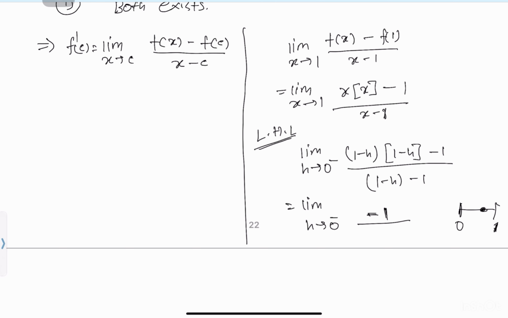1 minus something positive is on the left side of 1. So what is the greatest integer value for that particular value? This becomes the left side integer, that means 0. Okay, so clear, I think.